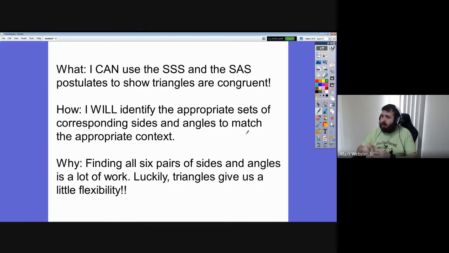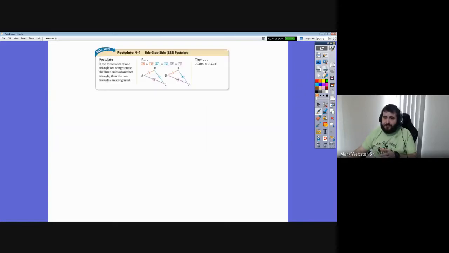So today we're going to cover 2, and next class we're going to cover the other 3. But today we're going to cover 2. We're going to talk about side, side, side, and side, angle, side. Those are the 2 that we're going to cover today. So let's go through and talk about these.